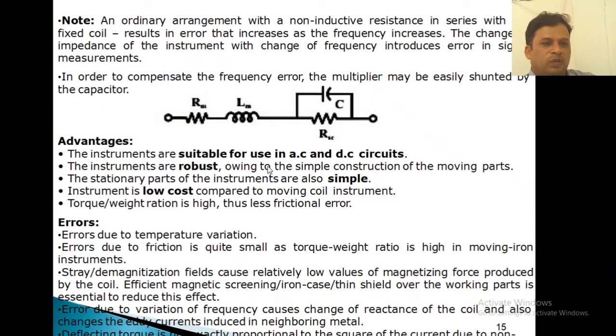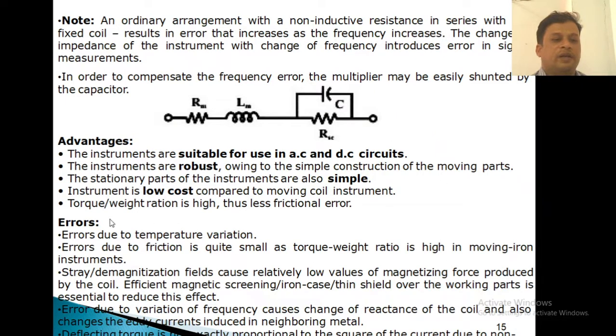The instruments are suitable for use in AC and DC circuits as well. The instruments are robust, owing to the simple construction of the moving parts. The stationary parts are also very simple, and the instrument is low cost compared to moving coil instruments. Moving coil instruments are PMMC instruments, and these MI instruments are low cost. One more advantage is that the torque to weight ratio is high, thus less frictional error occurs here.